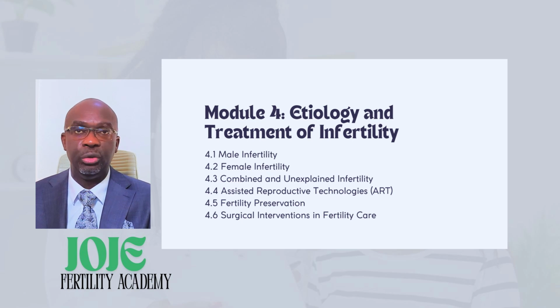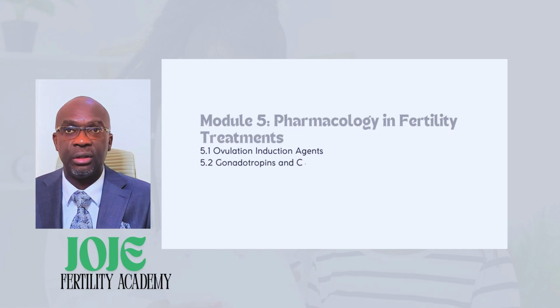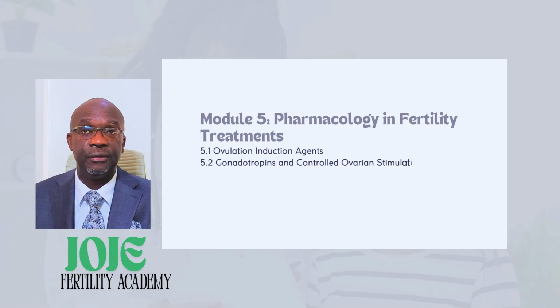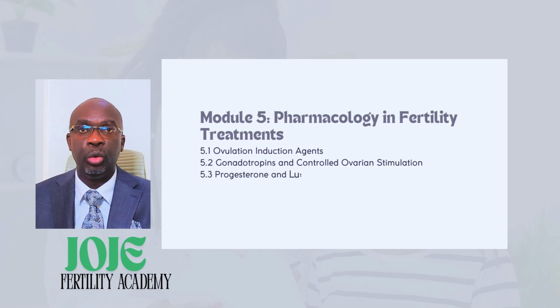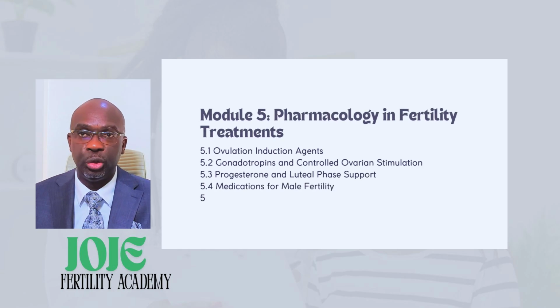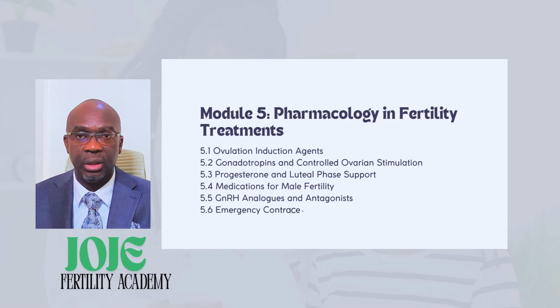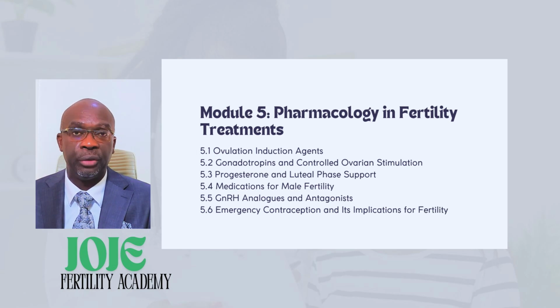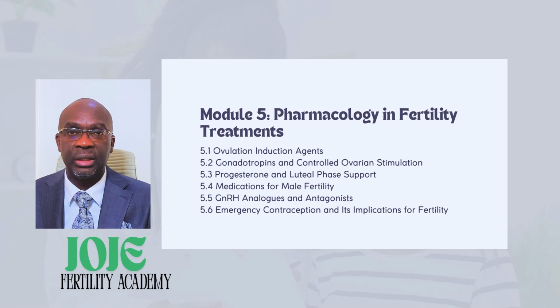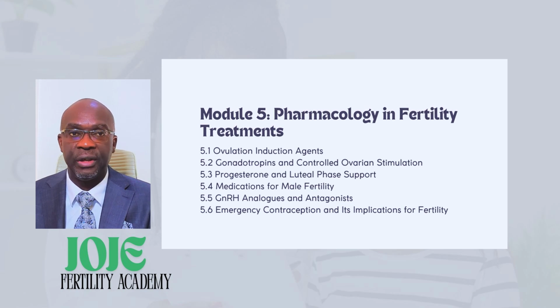And then in Module 5, which is the last module in this basic fertility training program for doctors, we'll be looking at pharmacology in fertility treatment. And we'll go through ovulation induction agents, gonadotropins and controlled ovarian stimulation, progesterone and luteal phase support, medications for male fertility, gonadotropin releasing hormone analogs and antagonists, and lastly we'll look at emergency contraception and its implication for fertility.